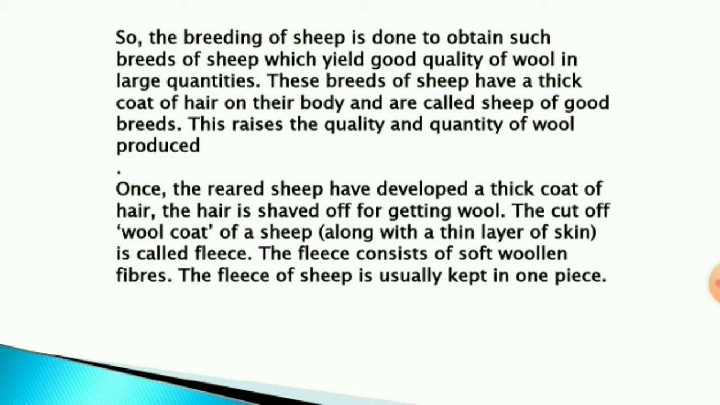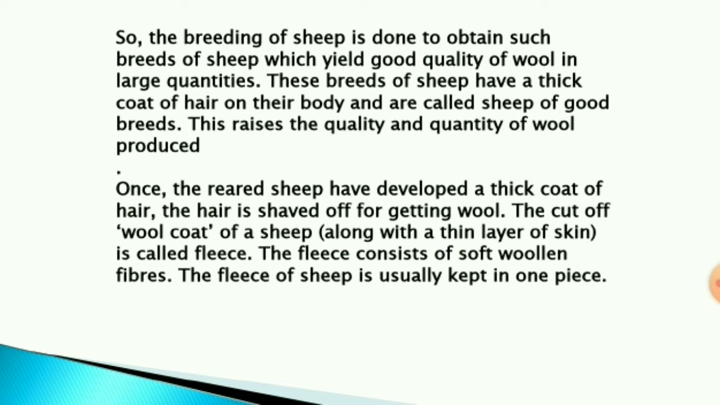And so the breeding of sheep is done to obtain such breeds of sheep which yield good quality of wool in large quantities. These breeds of sheep have a thick coat of hair on their body and are also called sheep of good breeds. This raises the quality and quantity of wool produced. Once the reared sheep have developed a thick coat of hair, the hair is shaved off for getting wool. The cut wool coat of a sheep along with a thin layer of skin is called fleece.